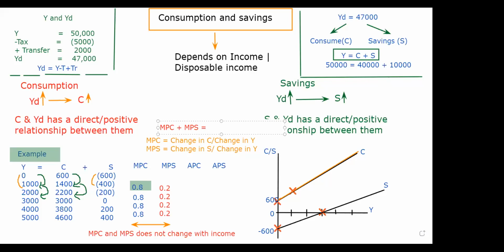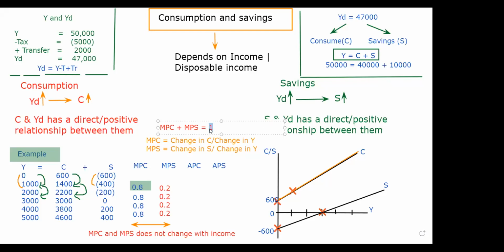Exactly. Remember that MPC and MPS is always equal to 1, right? So here, now when the MPC is 0.8, you should definitely be able to say, okay, MPS is 0.2, because those two together is equal to 1. Now what does this mean?